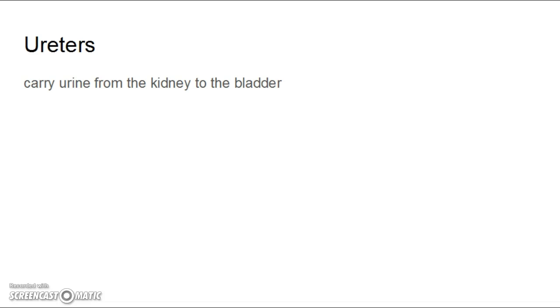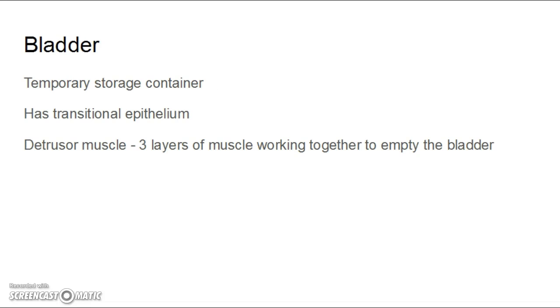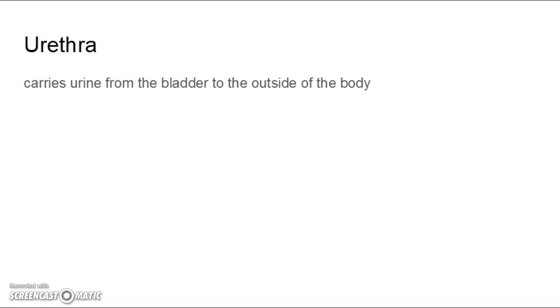The ureters carry the urine that has been formed in the kidney to the bladder, and the bladder is really just a temporary storage container for urine. And it has an epithelium called transitional epithelium, transitional because it can change shape depending on how full the bladder is. And it has a very large detrusor muscle, really 3 layers of muscle working together to empty the bladder. And then the urethra carries urine from the bladder to the outside of the body.